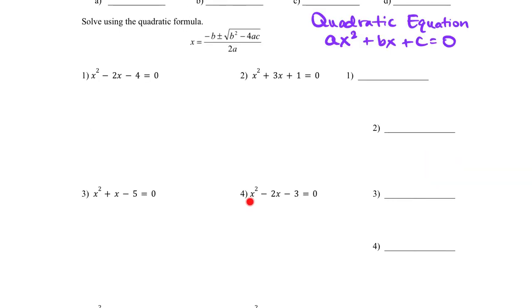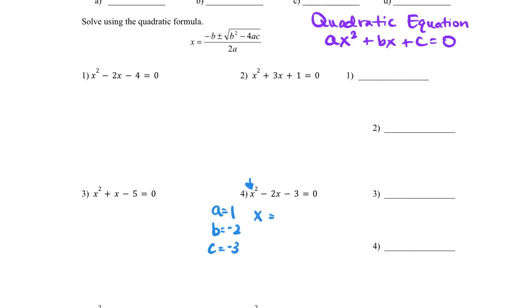On question 4, I have x squared minus 2x minus 3 equals 0. I'm checking here. I can see that I'm already in standard form. I already have my equation set equal to 0. So I'm ready to identify my a, b, and c. So a equals 1. Remember, if there's no coefficient written out, we know that that is 1. B is negative 2, and c is negative 3.